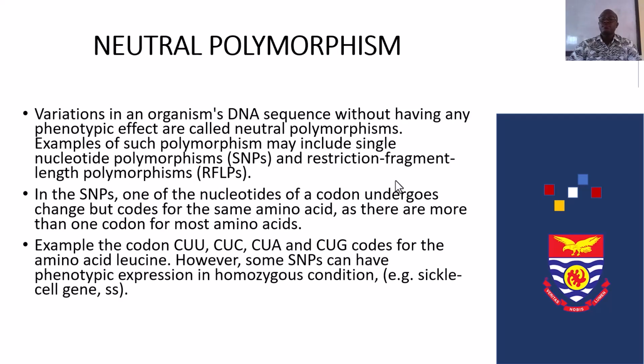Neutral polymorphism. Variations in an organism's DNA sequence without having any phenotypic effect are called neutral polymorphisms. Examples of such polymorphism may include single nucleotide polymorphisms and restriction fragment length polymorphism. In single nucleotide neutral polymorphisms, one of the nucleotides of a codon undergoes change but codes for the same amino acid, as there is more than one codon for most amino acids. For example, the codons CUU, CUC, CUA, and CUG code for the amino acid leucine.